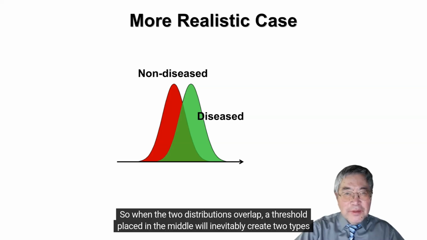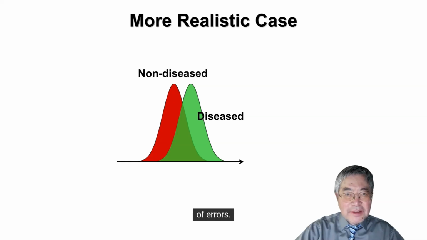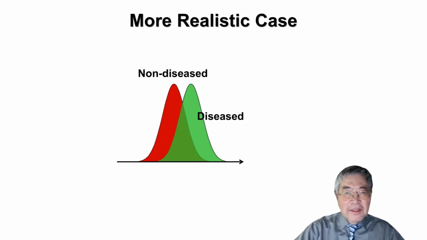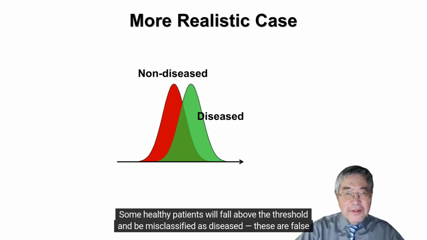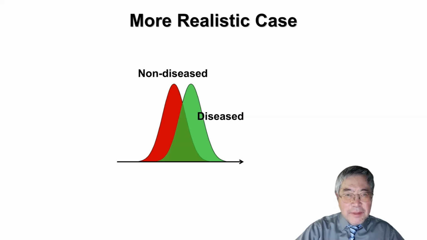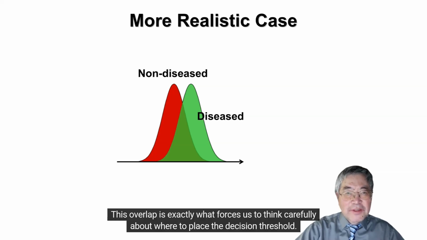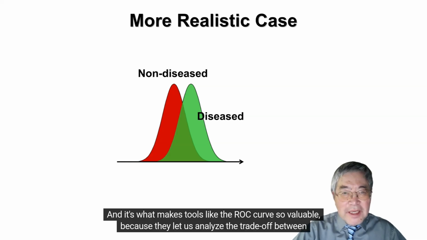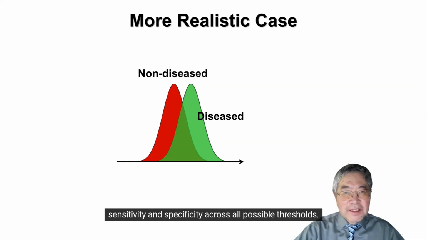So when the two distributions overlap, a threshold placed in the middle will inevitably create two types of errors. Some diseased patients will fall below the threshold and be misclassified as healthy. These are false negatives. Some healthy patients will fall above the threshold and be misclassified as diseased. These are false positives. This overlap is exactly what forces us to think carefully about where to place the decision threshold. And it's what makes tools like the ROC curve so valuable, because they let us analyze the trade-off between sensitivity and specificity across all possible thresholds.